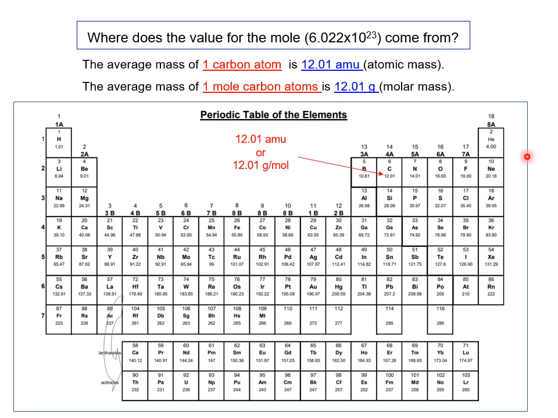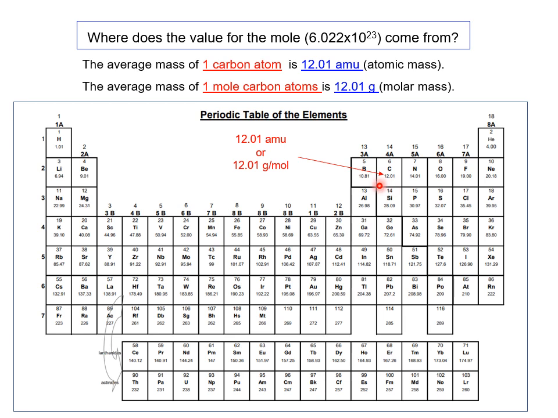Where does the value of the mole come from? Where does this random number 6.022 times 10 to the 23rd come from? So the average mass of one carbon atom, right, if we look here at the bottom on the periodic table, it's 12.01 atomic mass units. If I were to take 1 mole of carbon atoms, that would have a mass of 12.01 grams.